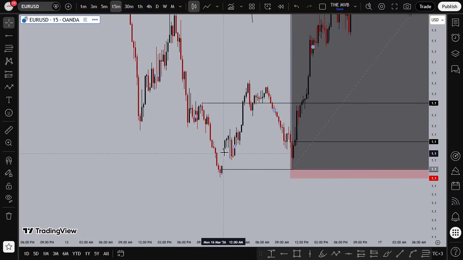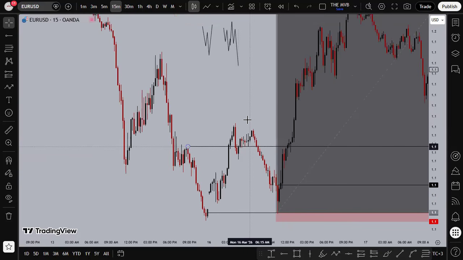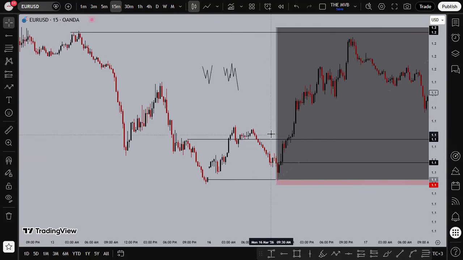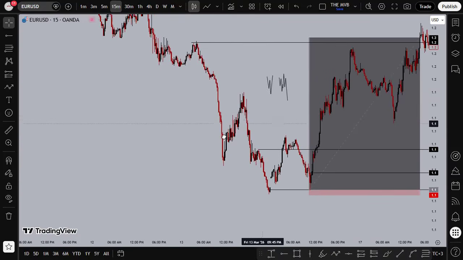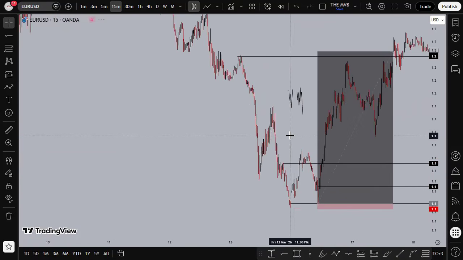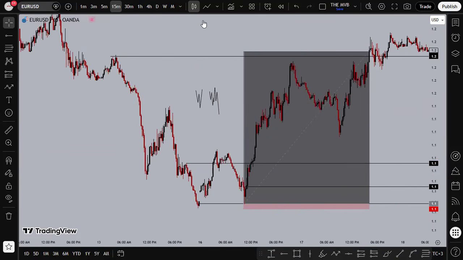This was the beginning of the week. You can see Friday, Monday. So we have that gap. We need to fill that gap. And just below that gap, we have that formation in 3 minutes. And boom, our entry. That entry was perfect. Beautiful. Sniper entry of the week.